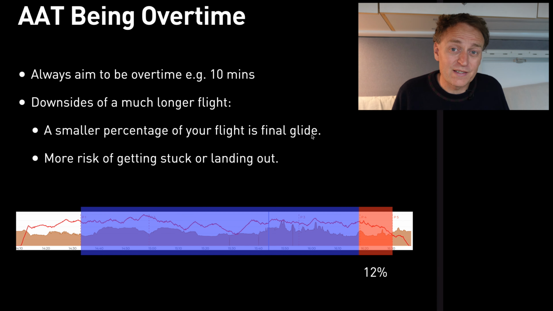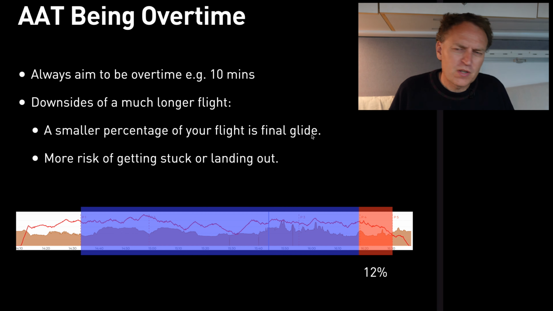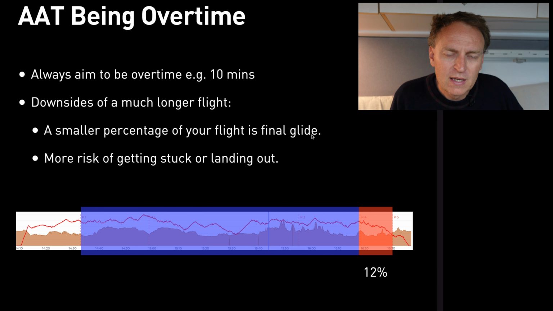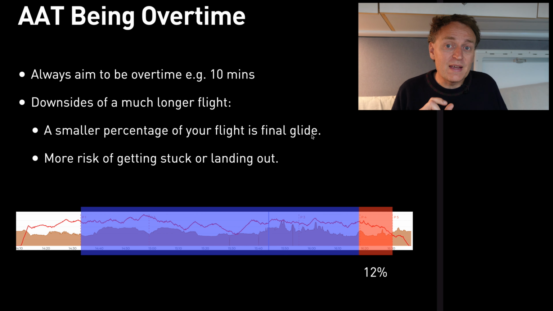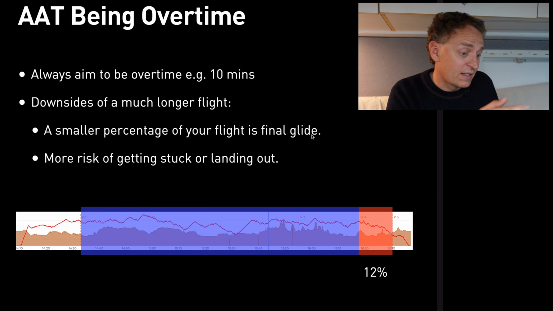As you saw in that last video, I came back early, which meant I suffered a 2-minute penalty. So the question is, well, why don't I just fly for 4 hours? If the task time's a minimum of 2 hours, why not go as far as I can? And there are some downsides. For a start, the percentage of your flight that is final glide will be smaller if you do a longer task.